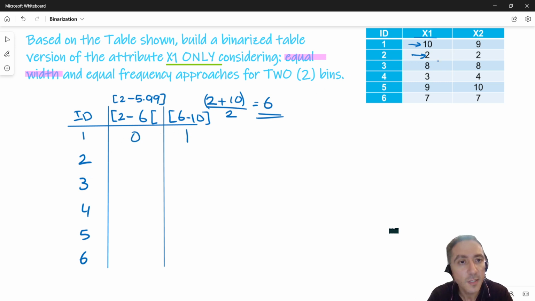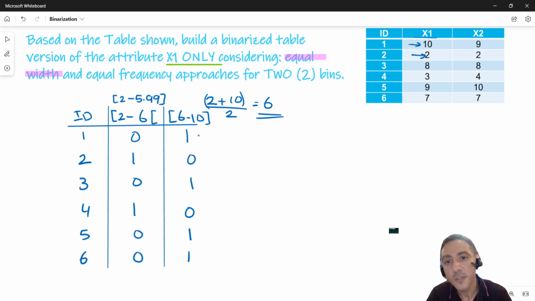How about the second object, the value of 2? That means it's located in the first range, but not in the second range, right? So this is 1, this is 0. Third is 8. That means it's here. Fourth is 3, that means it's here. Fifth is here. The sixth object is here.